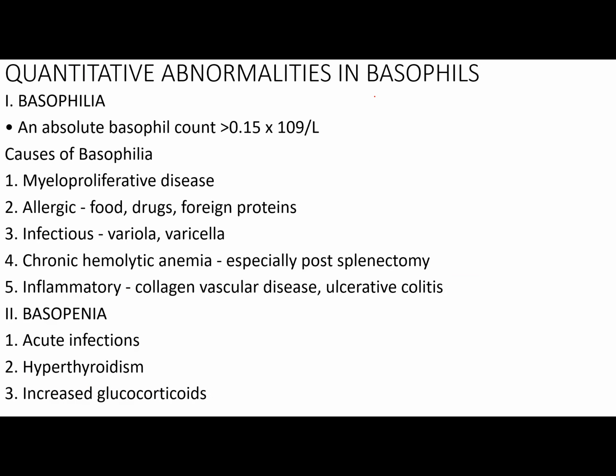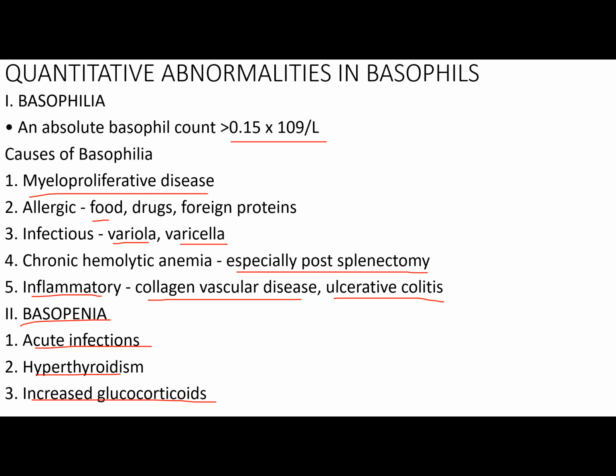Now let's go to the third one, the basophils. So we have basophilia. This is an absolute basophil count of 0.15 times 10 raised to the 9 per liter. Usually seen in myeloproliferative diseases, in allergies to food, drugs, and foreign protein, infections such as variola, varicella, chronic hemolytic anemia, especially post-splenectomy. Inflammatory, seen in collagen vascular disease, ulcerative colitis. Then we have your basopenia, seen in acute infection, hyperthyroidism, and increased glucocorticoids.